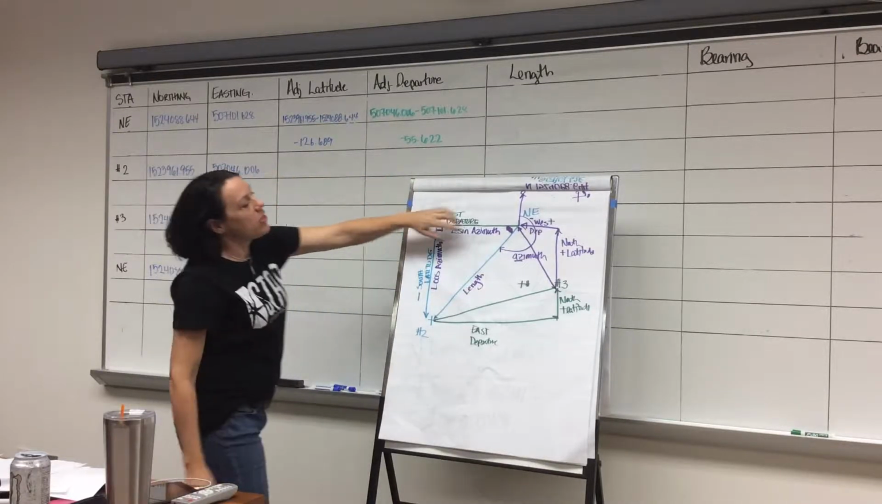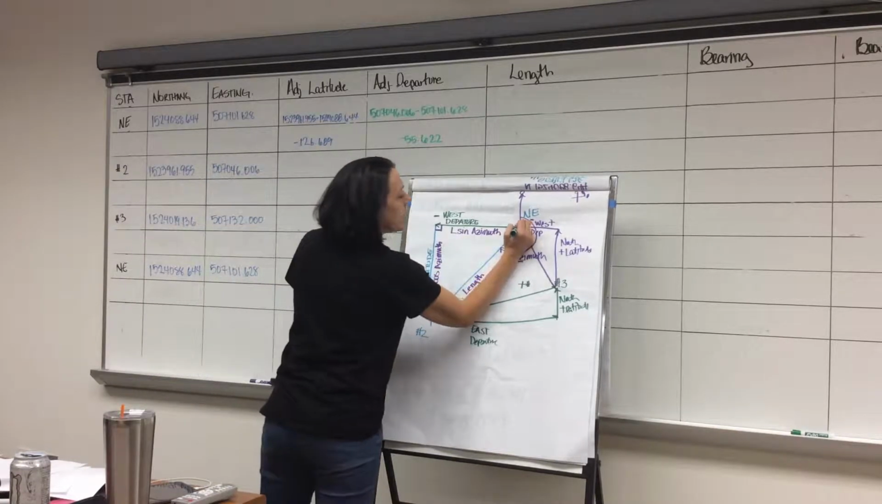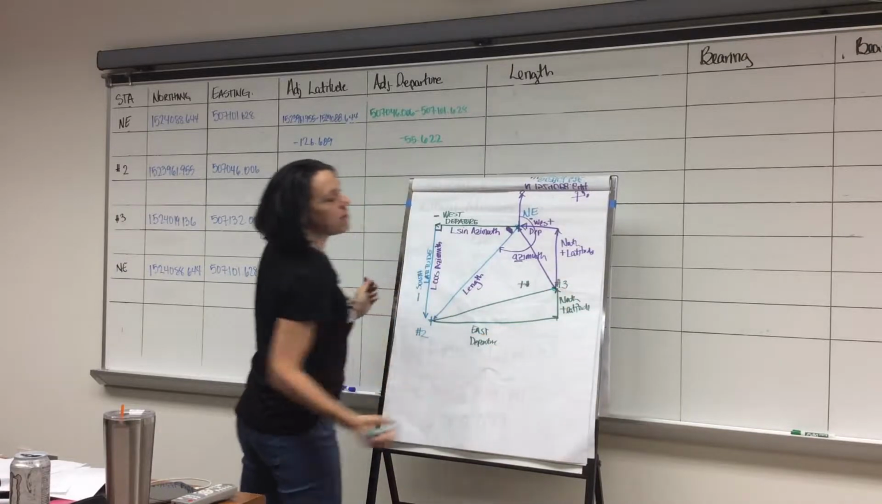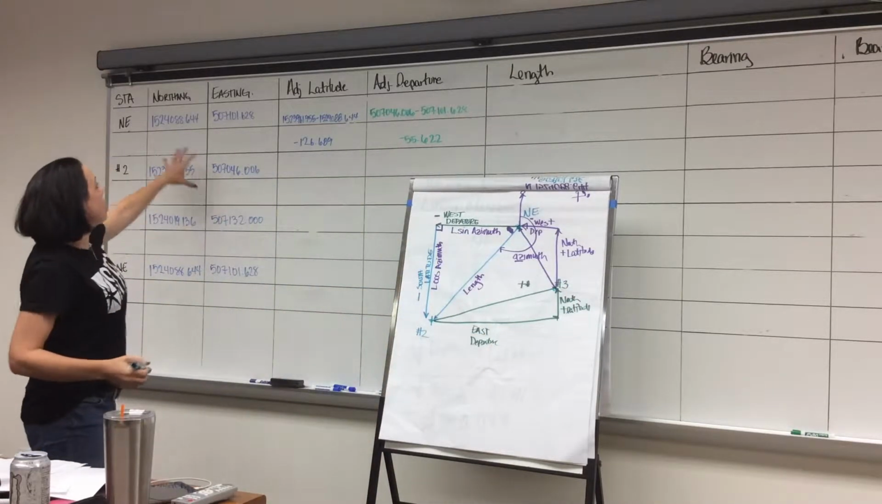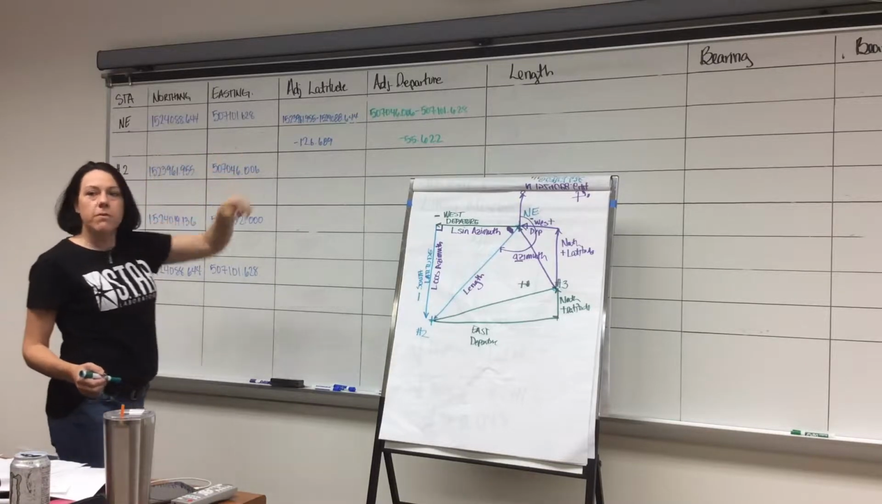So now we know the northing and the easting of each one of these points. We know the northing and easting of the point northeast, the point number 2, and the point 3. So I've written those over here on the board. Okay, all I did was copy them from before.